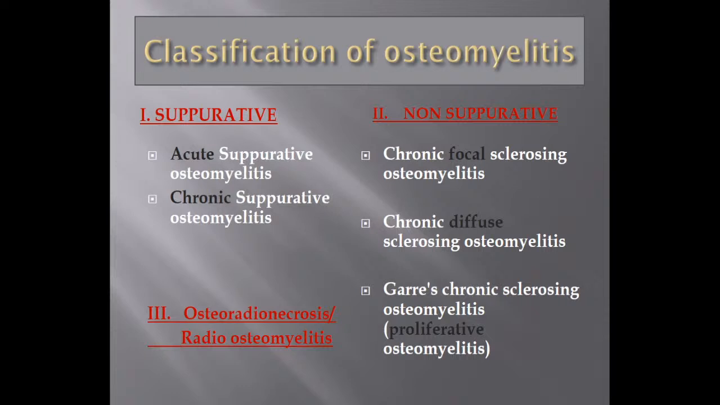We can divide into another three groups: suppurative, non-suppurative, and osteoradionecrosis or radioosteomyelitis. Of course, suppurative can be acute and chronic. Non-suppurative can be chronic focal, chronic diffuse, and Garré's chronic sclerosing osteomyelitis. It's a very rare form of osteomyelitis.